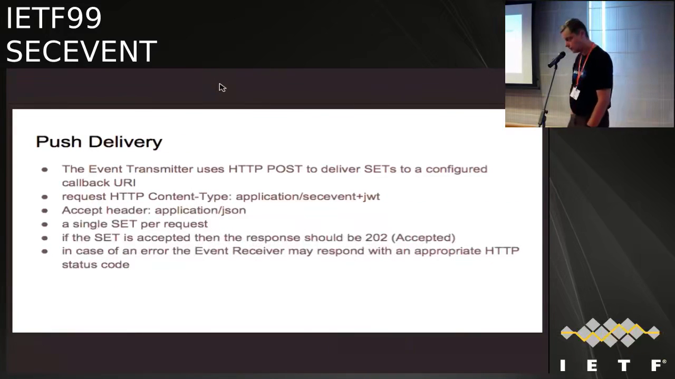So the first method is the push delivery. It's a very simple HTTP post to a configured endpoint. We have the content type, and the accept header, that's the response content type. It's important to know there's only one set per push, per request. The defined HTTP status code 202 is also the acknowledgement that the set was received. And in case of an error, there are other HTTP status codes to signal that.